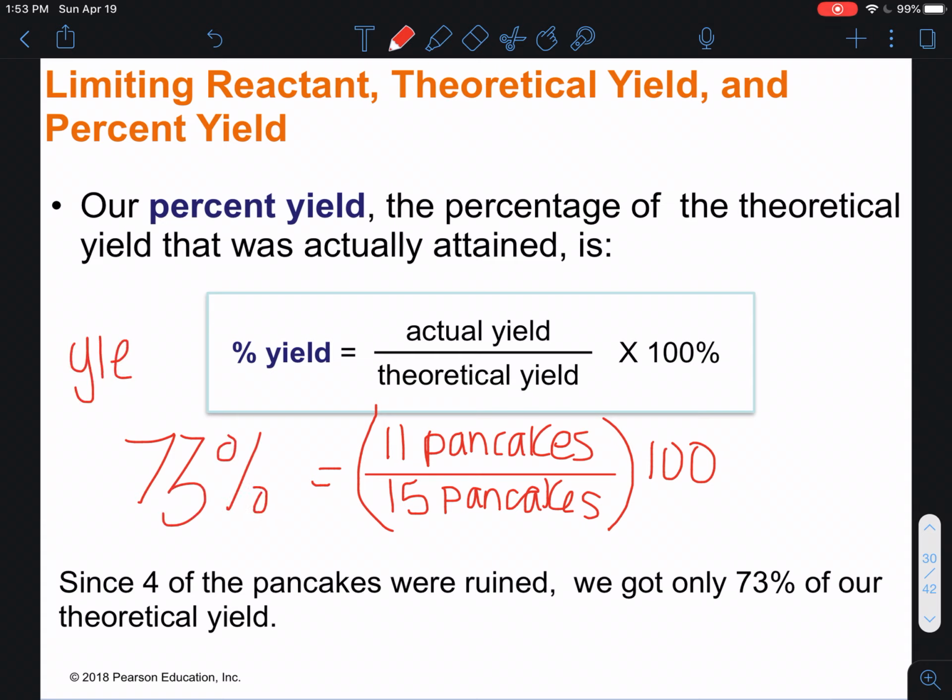yield. So, according to this recipe, if you have 3 cups of flour, you can make 15 pancakes, right? And enough of everything else. So say you try to make 15 pancakes, but you only end up with 11. That means you have a 73% success rate, essentially. 73% of the theoretical yield was actually produced, okay?